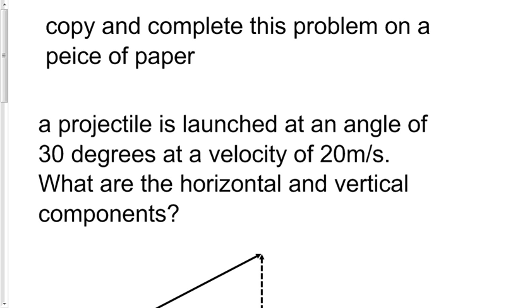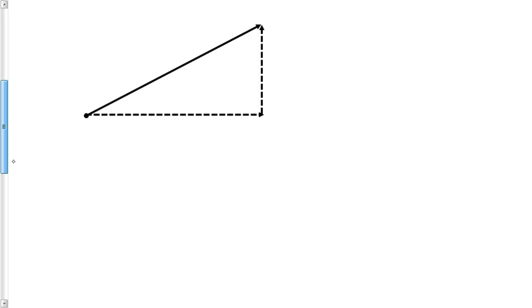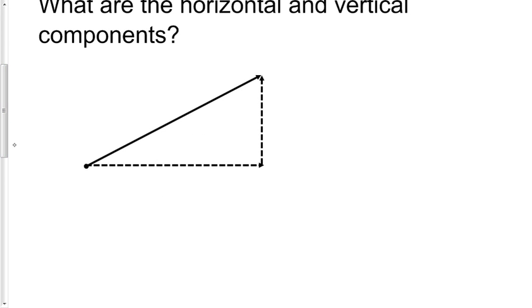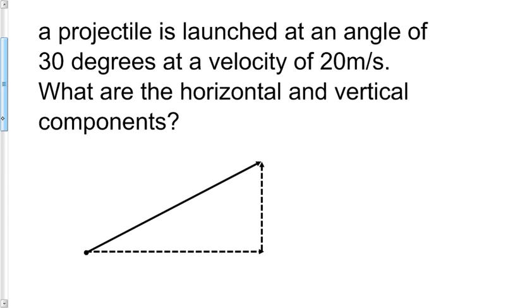Okay, so a projectile is launched at an angle of 30 degrees at a velocity of 20 meters per second. What are the horizontal and vertical components? So if I scroll down, I've got this drawn, and what we have is a velocity of 20 meters per second at an angle of 30 degrees.